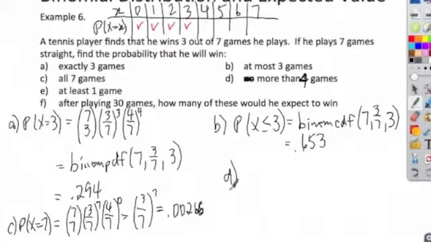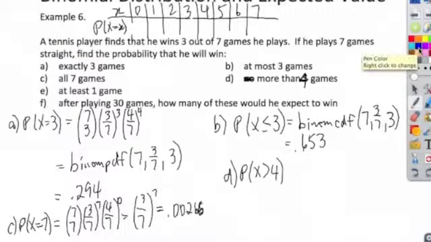So the probability of winning more than 4 games, again, is the probability that x is greater than 4. Again, using the table that we've made here. More than 4 games has to be 5, 6, or 7.